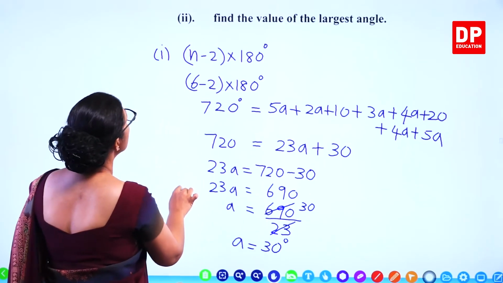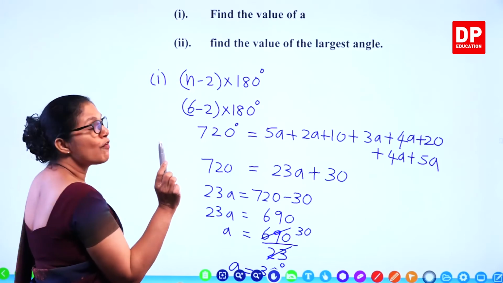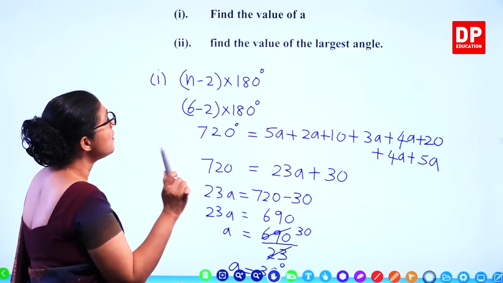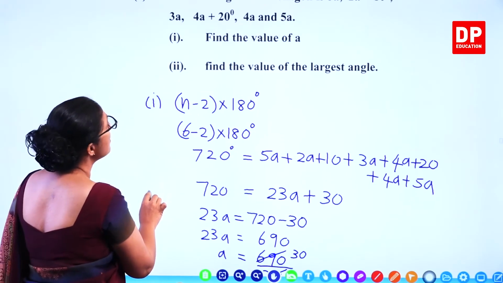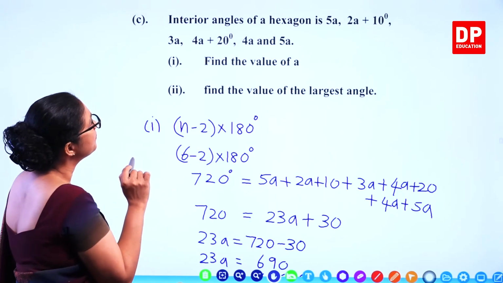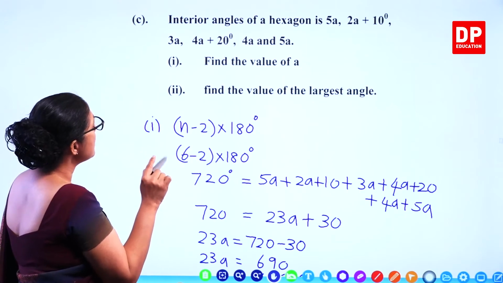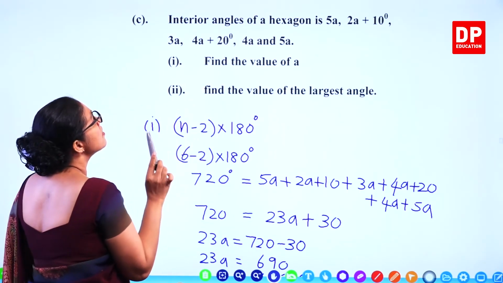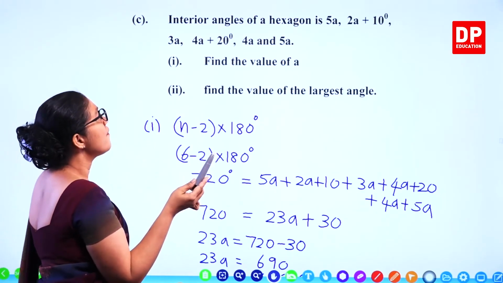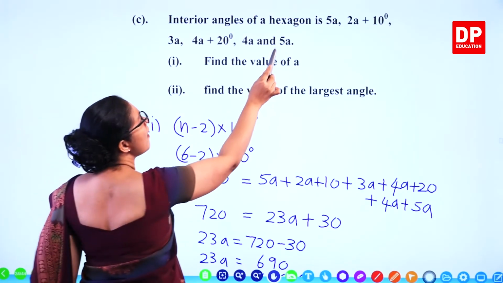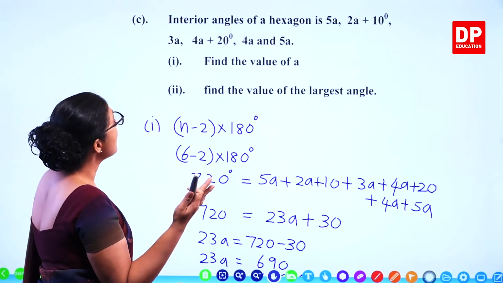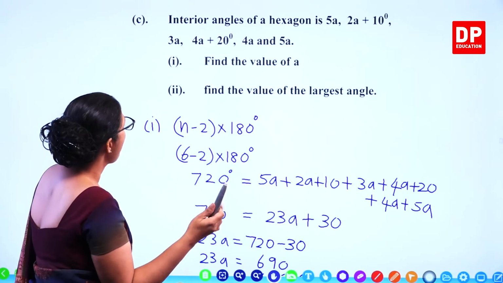But the question asks, find the value of A. That's the first part. So what's the second part? Find the value of the largest angle. Which one is the largest? What do you think? You have to substitute and see. If you put A equals 30 here, 120 plus 20, 140. But 5 times 30 is 150. So the largest angle is 5A.